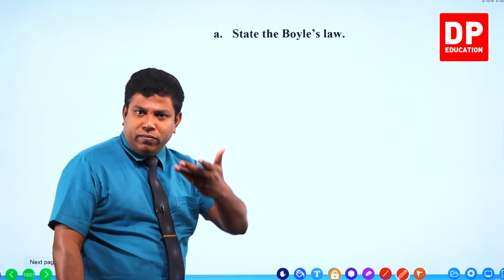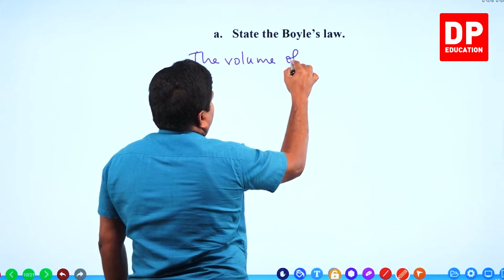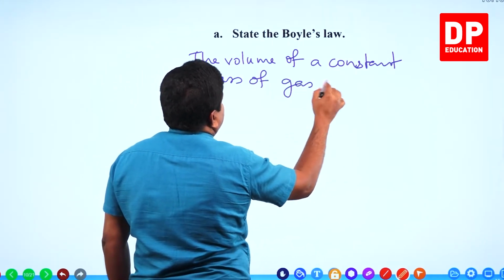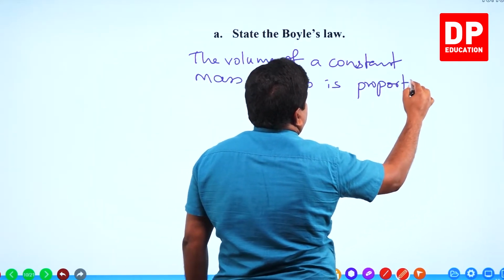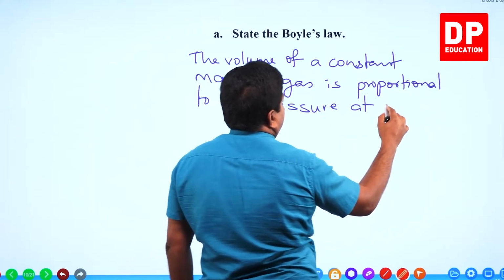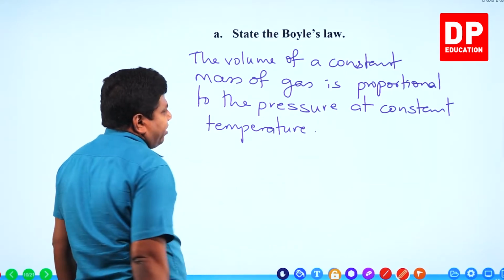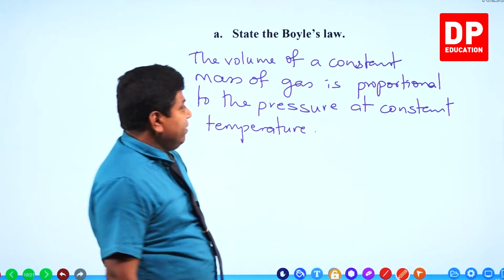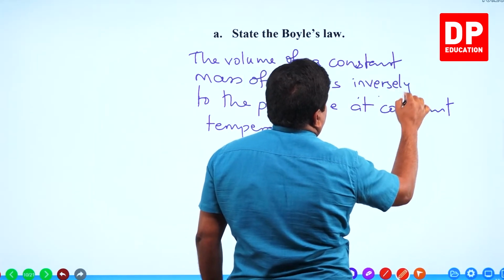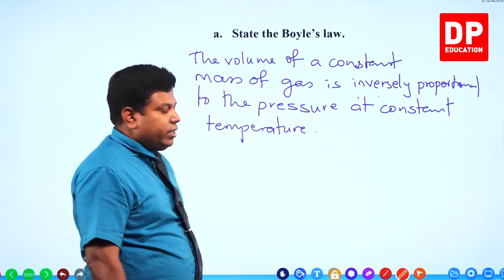State Boyle's law. What's Boyle's law? The volume of a constant mass of gas is inversely proportional to the pressure at constant temperature. So you have to mention somewhere that constant mass and constant temperature have to come in, and then that it is inversely proportional to the pressure at constant temperature.